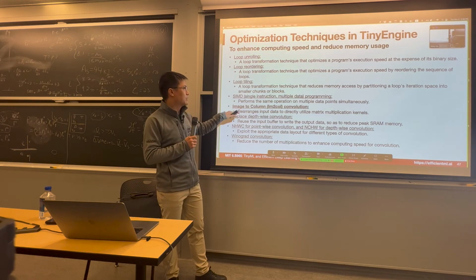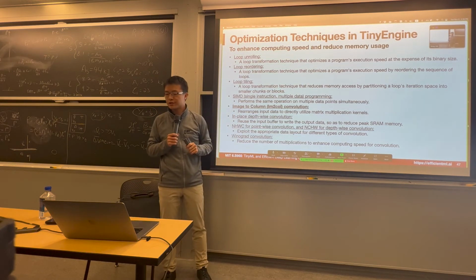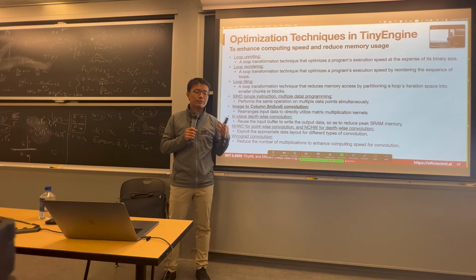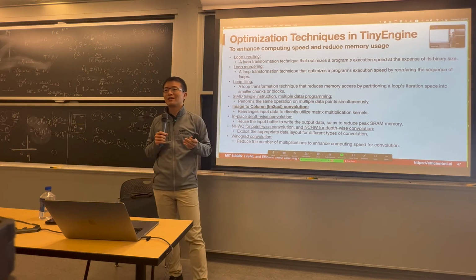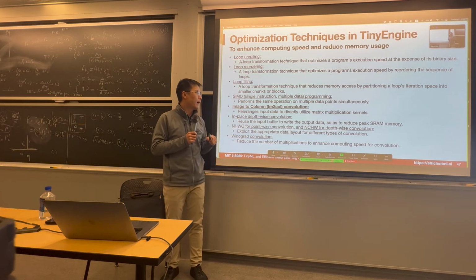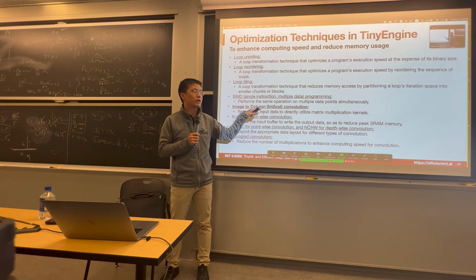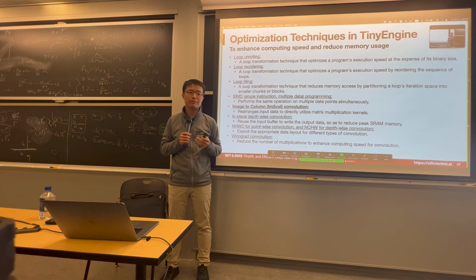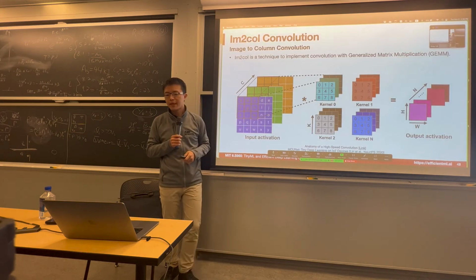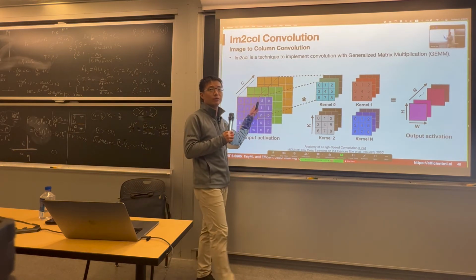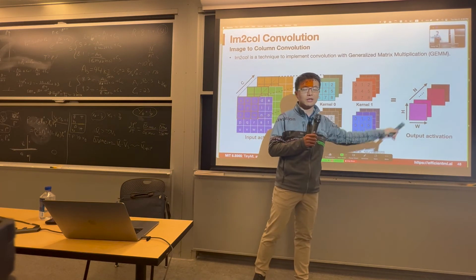Okay, so the next technique we are going to introduce is called image to column convolution. Matrix multiplication is very widely studied, and there are a lot of high performance matrix multiplication kernels. So the key idea here is, can we rearrange the data so that we can directly utilize the existing matrix multiplication kernel to implement convolution? This is our setup: we have the activation, we have the kernel, we have the output.